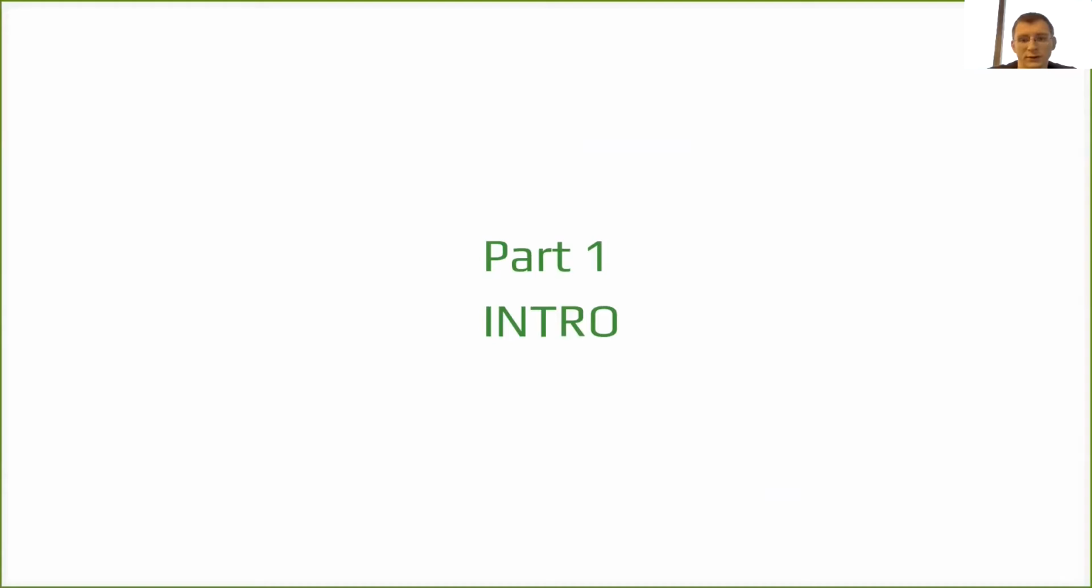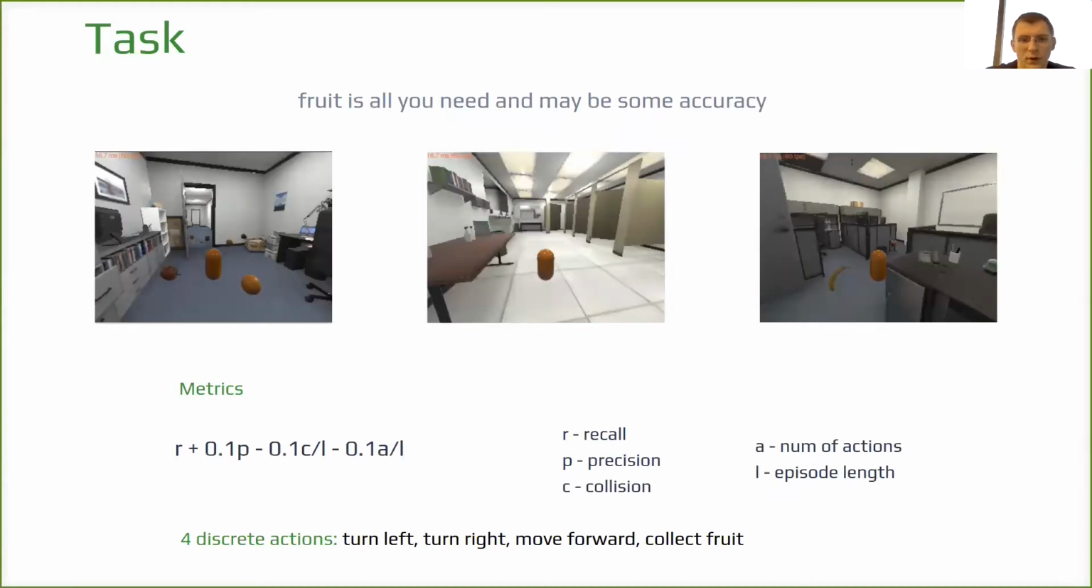Let's start from the task. The task was to create a reinforcement learning agent which will be able to navigate in a complex office environment, find and collect fruits. The agent has only 4 discrete actions. Here they are: turn left 8 degrees, turn right 8 degrees, move forward 0.5 meters, collect fruit.